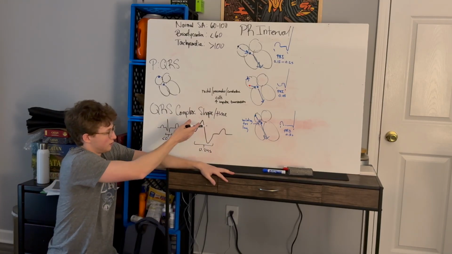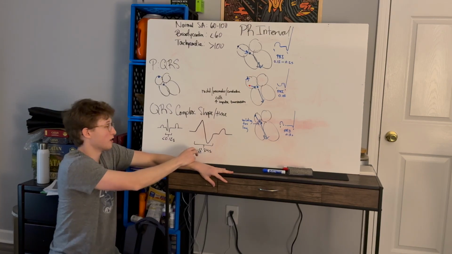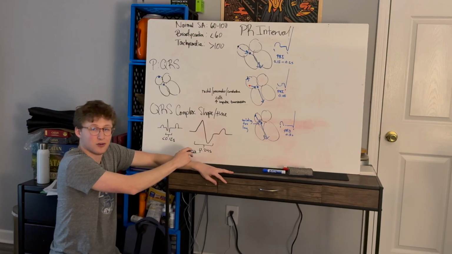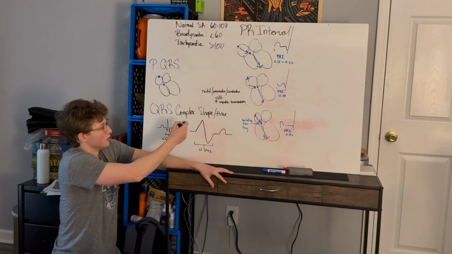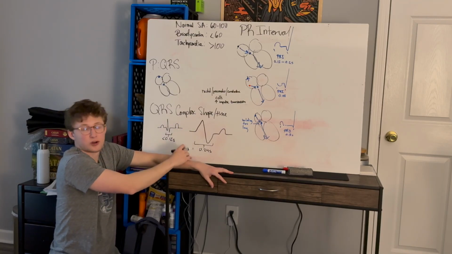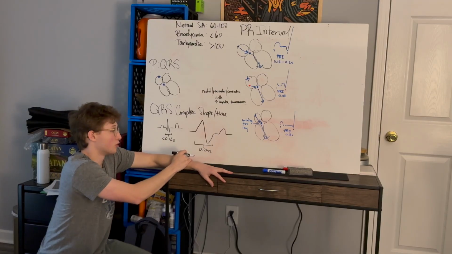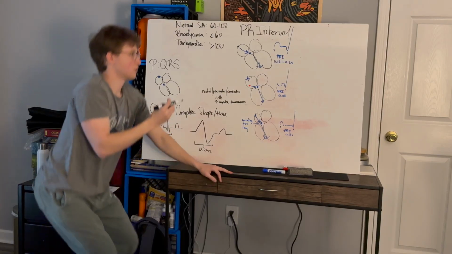Not a perfect timing, but let's say it's now 0.24 seconds. It's doubled. It's wide. That's not normal. But why is it wide? This is a pretty crappy drawing of a PVC, a premature ventricular contraction.